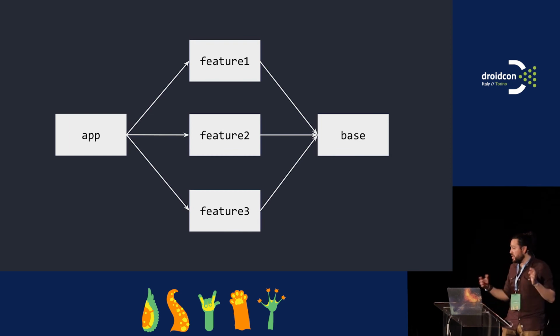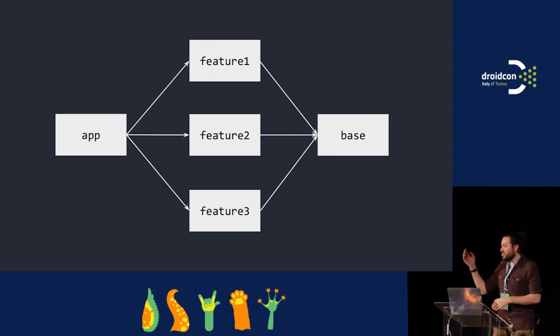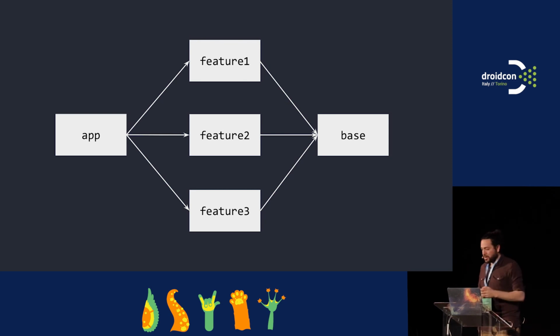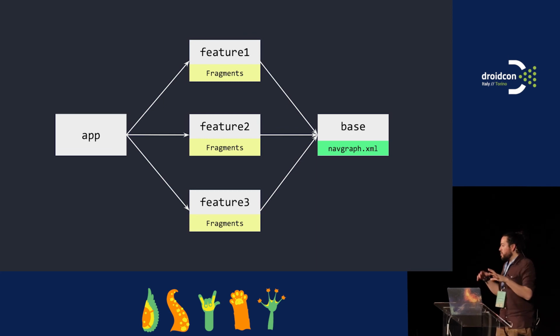And these features basically have another module that is called base in this example, but it could be, I don't know, Android common. For us, it's base UI, okay? Anyways. The features will contain the fragments of the screen to be displayed. And there are many ways to solve this.